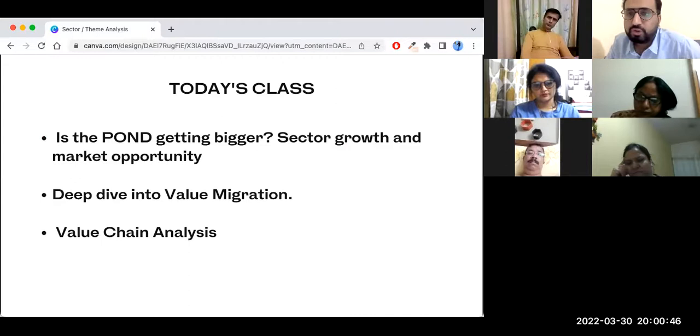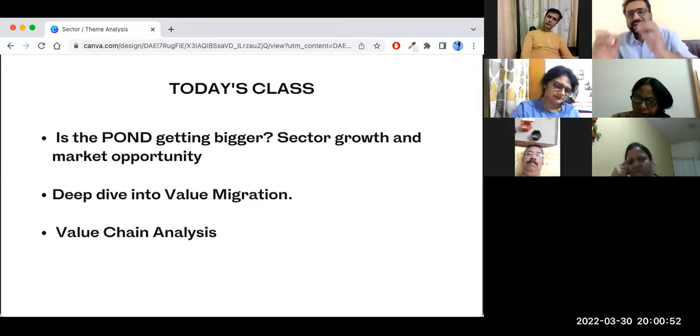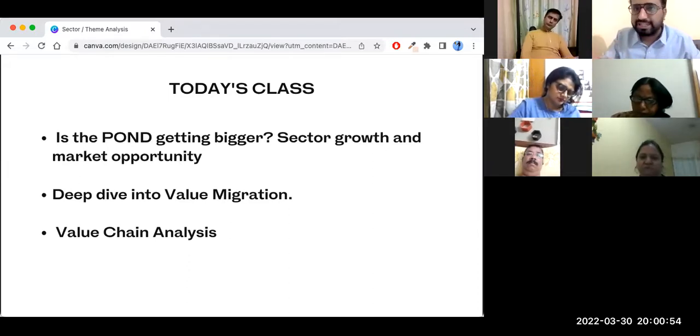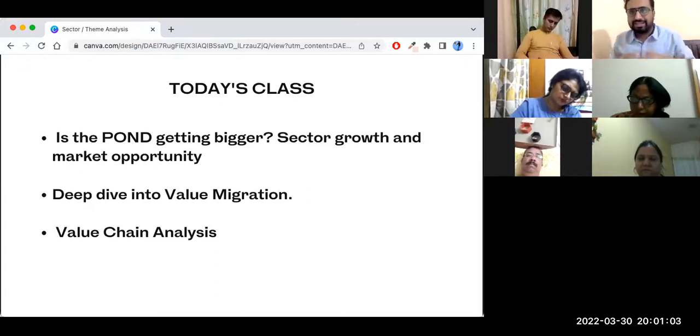Now there are three questions that we should be asking whenever we have picked up any sector, for understanding that sector, for understanding that industry, right? First is, is the pond getting bigger?